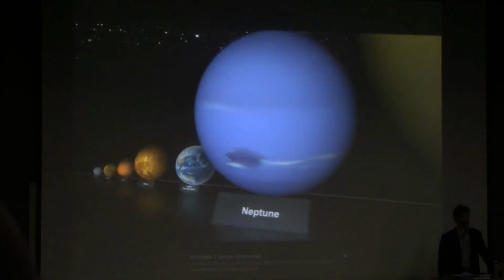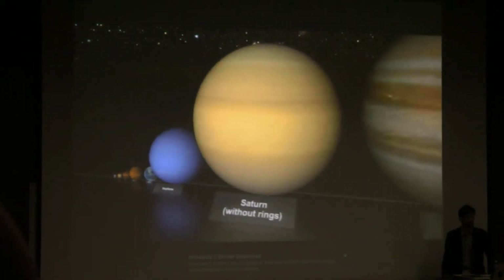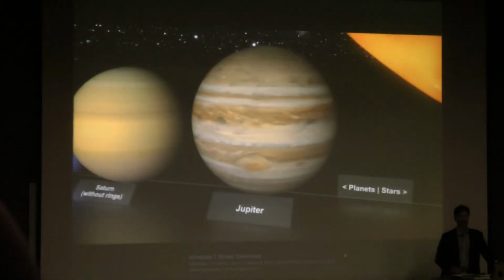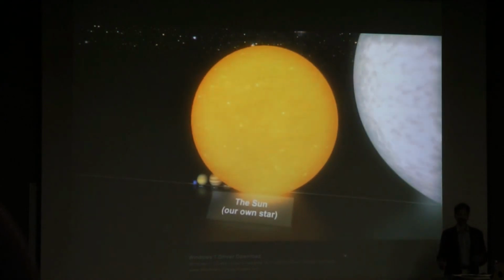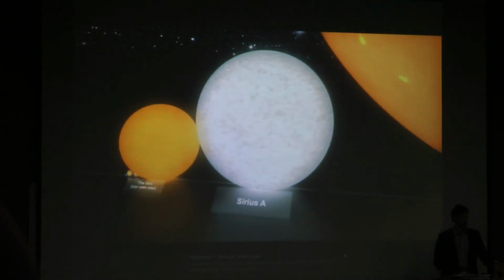No falling asleep, despite the soundtrack. Okay, so now we're getting to the gas giant planets, Neptune, Saturn, Jupiter. So Jupiter is about 10 times larger than the Earth. And here we have the Sun about 10 times larger than Jupiter. So again, we're going up by magnitude here. Now we're getting the bigger stars.